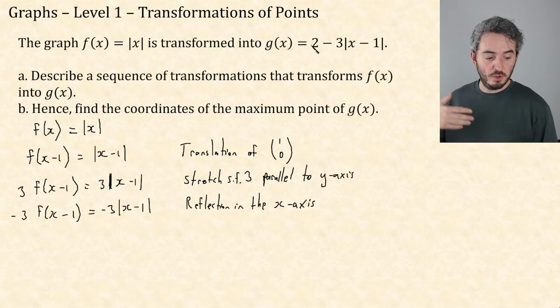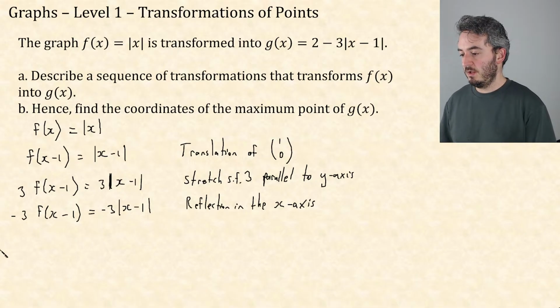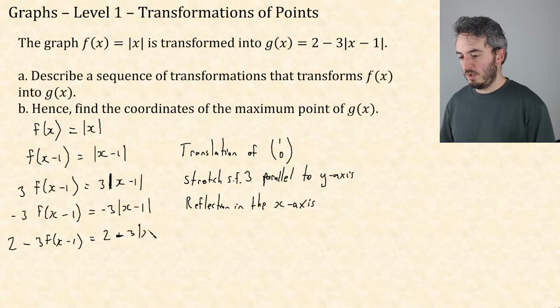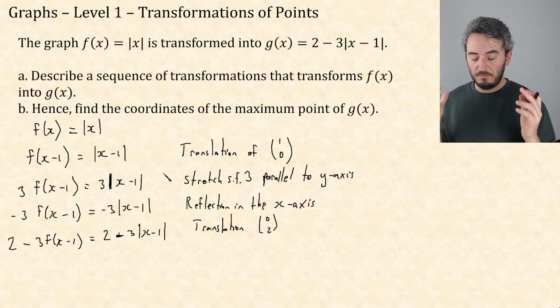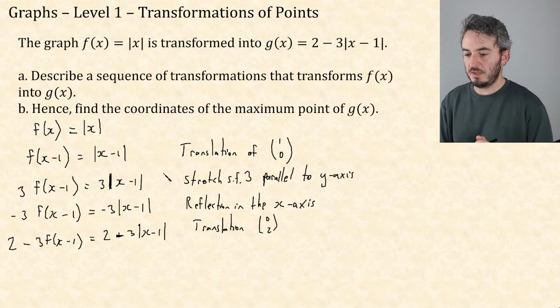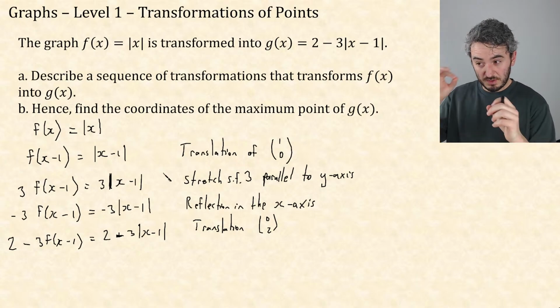This sort of question would be worth 4 marks, 1 mark for each transformation. The final one, how do I get from what I've got here to what I want there? I'm just adding 2. I take what I have here, add 2 to it, and that gives me the final thing: 2 minus 3 mod x minus 1. And so that is a translation of 2 up, so 0, 2. By doing it step by step, I get my sequence of transformations, no errors, and it's super clear what's going on. So do take the time to lay it out like that.